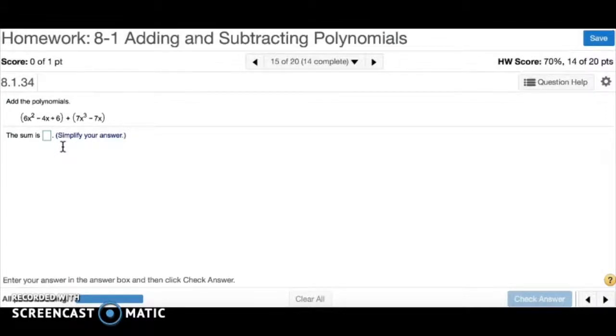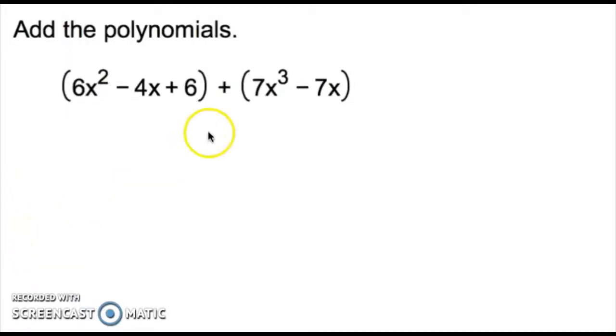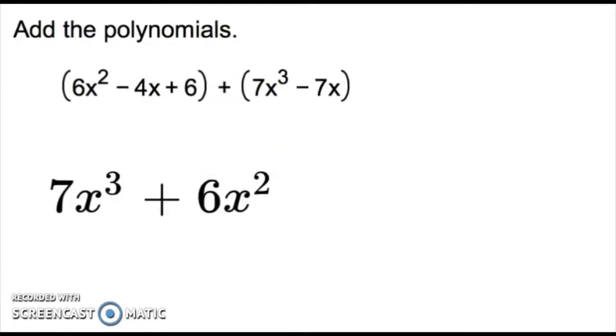Number 15, it says to add the polynomials. We will take a closer look at that. The first thing I notice is that there is a plus here, but also that there is only one pair of like terms, negative 4x and negative 7x. Everything else can't be combined with something else, so I just rewrite it. Starting with the one with the largest exponent, 7x cubed, I write that down. Then I add the 6x squared, which is the next smallest term.